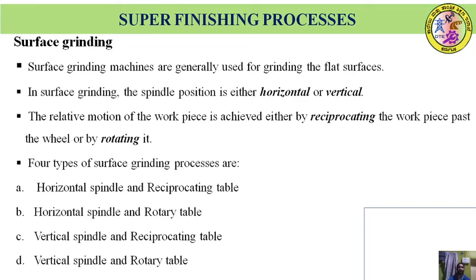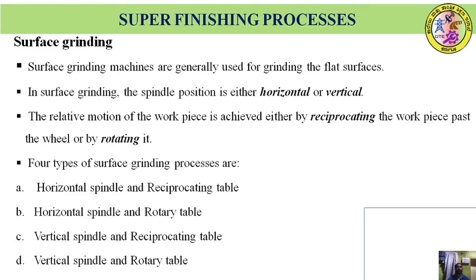If the workpiece is flat, like horizontal or vertical surfaces, a surface table, any tables, or rectangular plates, then cylindrical grinding is not suitable for this purpose. In such cases we use surface grinding. In surface grinding, the spindle position is either horizontal or vertical. The wheel rotates in the horizontal or vertical direction depending upon the requirement.